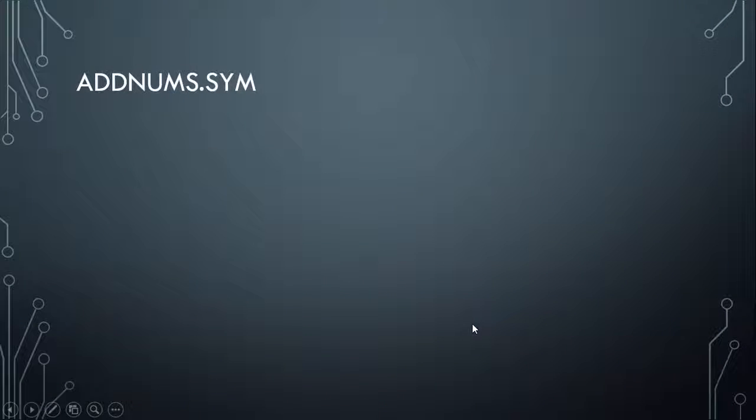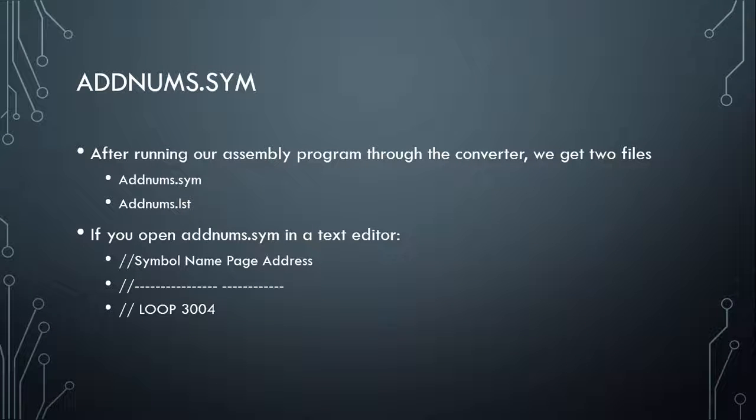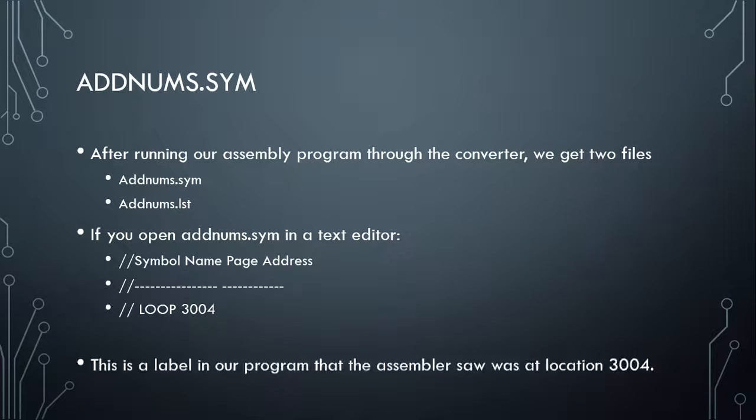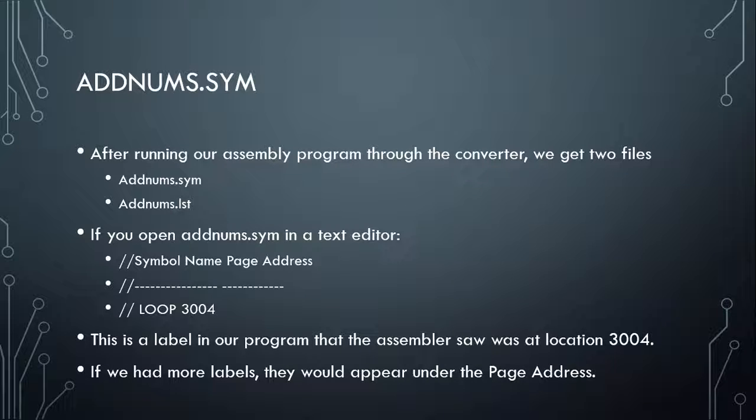So start off first with addnums.sym. After running our assembly program through the converter, we got two files, addnums.sym and addnums.lst. If we opened addnums.sym in the text editor, we saw this right here: symbol name, page address, loop 3004. This is a label in our program that the assembler saw was at location 3004. If we had more labels, they would then appear on the page address.